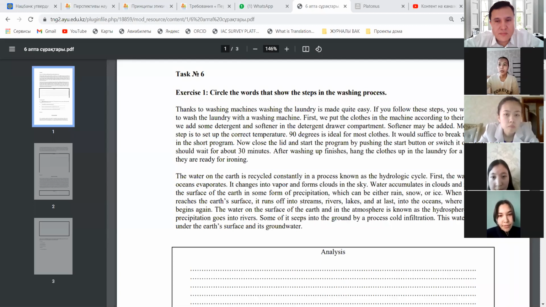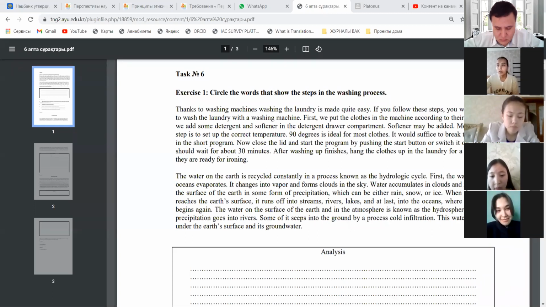If you follow these steps, you will learn how to wash the laundry with the washing machine. First, we put the clothes in the machine according to their color. Later, we add some detergent and softener in the detergent drawer compartment. Softener may be added. Most important step is to set up the correct temperature. 90 degrees is ideal for most clothes.